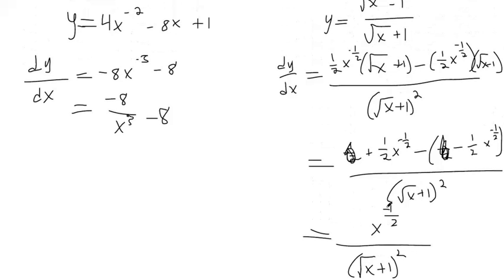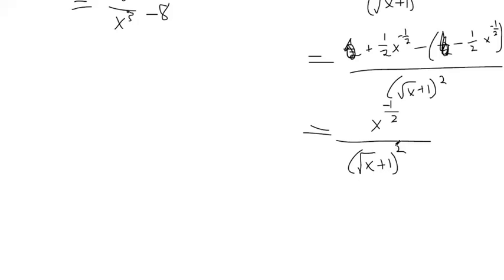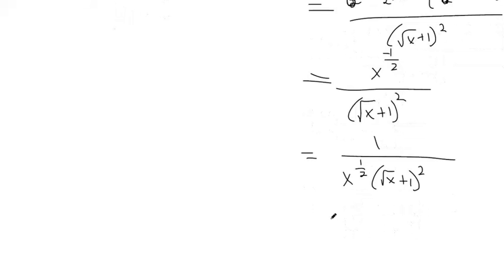Let me think. I think that's as far as we can go. That could be our answer, but if we don't want negative powers, you can kick that x to the negative 1/2 downstairs, like this, right? That makes it a positive. And if you're still looking for an answer, like in the back of the book or something, x to the 1/2 power, that means the square root of x. Looks like that's what the book has.